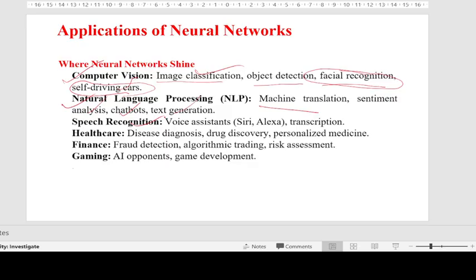Speech recognition, voice assistants like Siri, Alexa. Then healthcare applications like digitization, drug discovery. There are also fraud detection, algorithm training, gaming, game development. There are many applications of AI. I have listed just a few here.